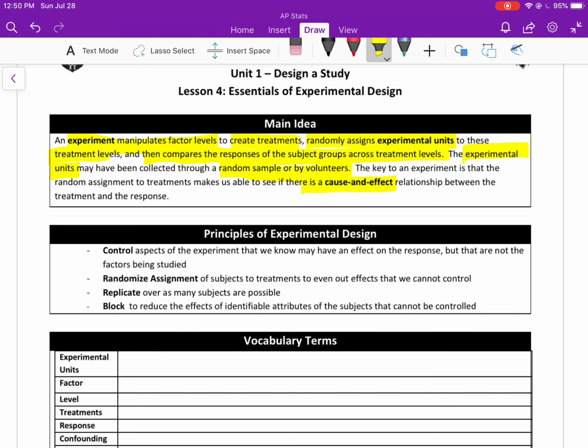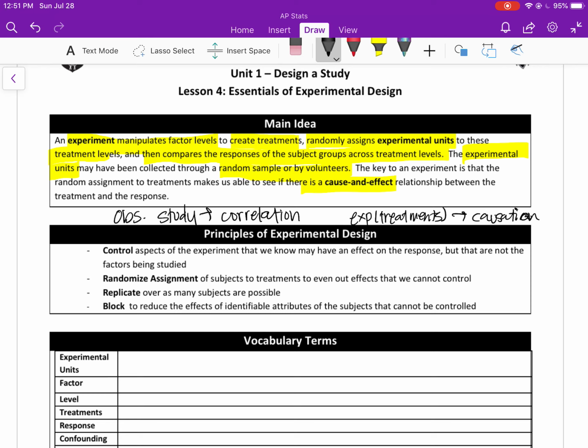Something that I want you to note real quick is that an observational study will only give you a correlation between the results and the experiment, while an experiment that has treatments will tell you the causation. And we'll go more into details about this in just a bit.